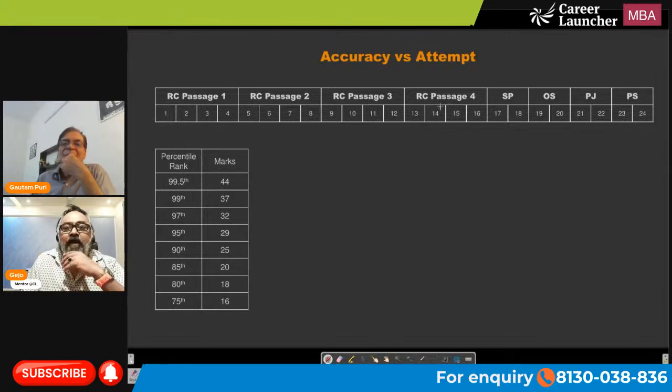You've got 4 RC passages. This is a sentence placement. Some people call it paragraph completion question, but I call it sentence placement. This is odd sentence. This is paragraph jumble. This is paragraph summary. This is at least the 2023 story.